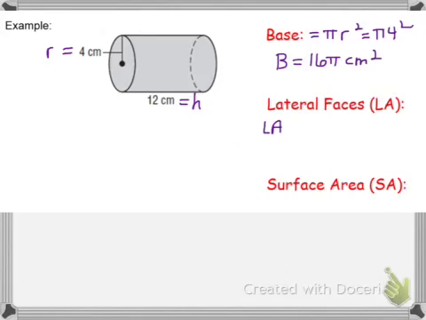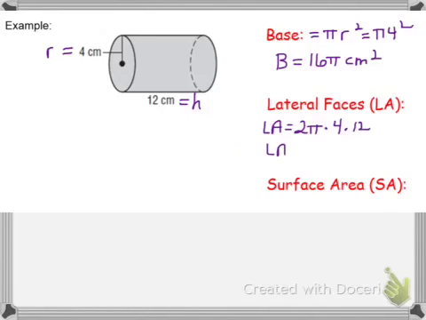Now let's talk about your lateral area. Remember, that's the area of the rectangle, but one side of your rectangle is the same thing as the circumference of your circular base. So using your formula, we have 2 pi, your radius is 4, and we're multiplying by your height, which is 12.